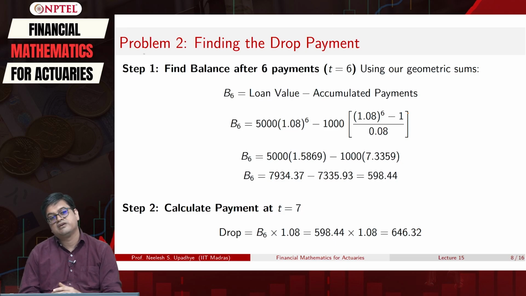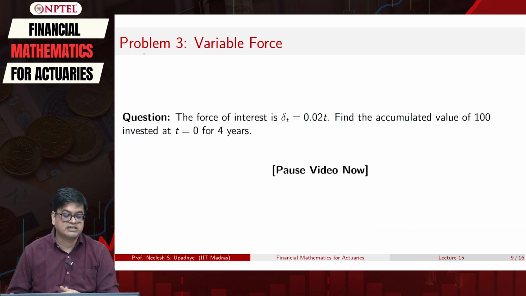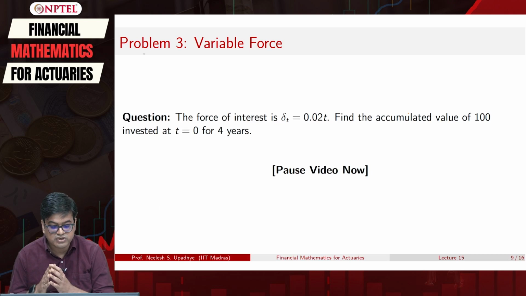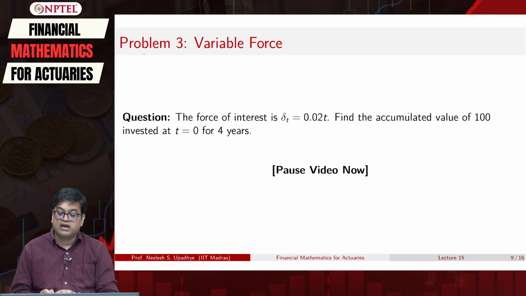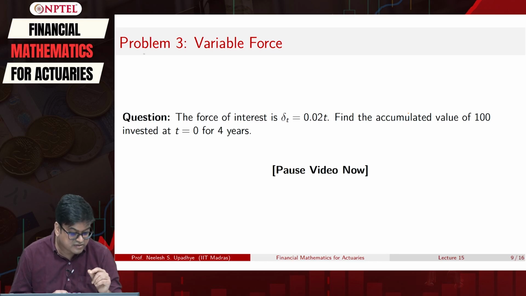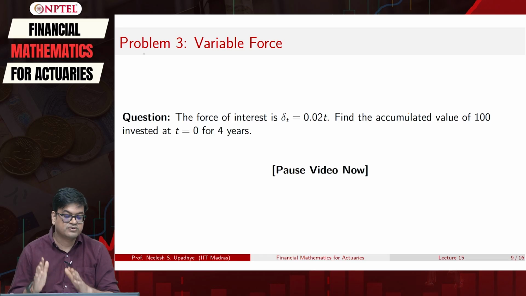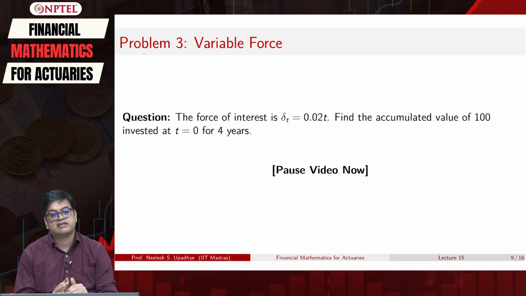Let us review what we learnt about the force of interest, and the interesting part comes when this force of interest is variable. So, here is the next problem where the force of interest delta t is 0.02 times t. Find the accumulated value of 100 at t equal to 0 for 4 years. So, you have delta t, you know this is a continuous interest rate. So, you have to use the integral appropriately, and the time period is 0 to 4. Now, pause the video, go ahead and solve the problem.